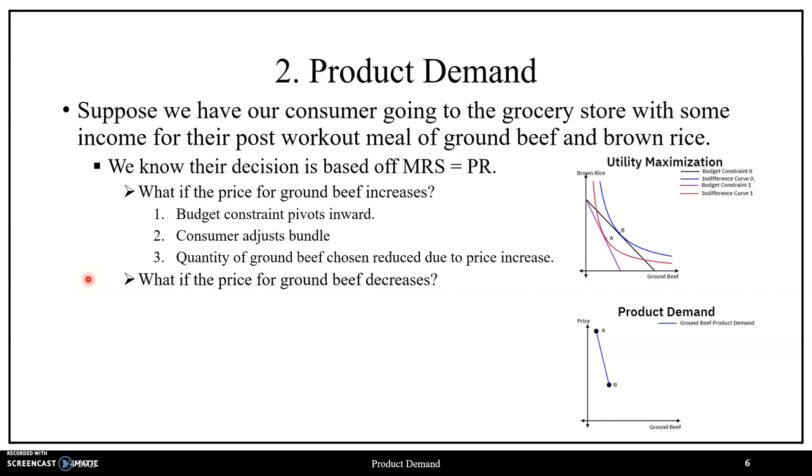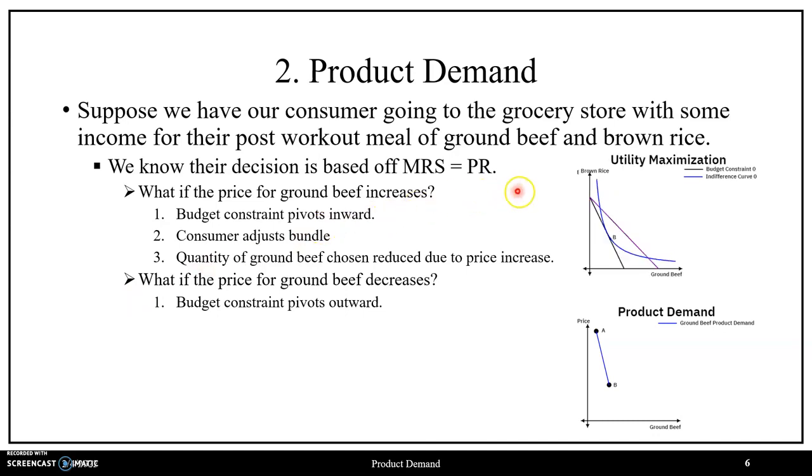Now, let us consider the opposite case. We have our initial bundle, point B, and suppose now that the consumer goes to the grocery store and the price on ground beef has decreased, say due to a sale. Well, what this means in terms of their available choices is that if ground beef is on sale, they can purchase greater quantities of ground beef than they could before. So in terms of their budget constraint, since only one price is changing, we have a pivot outwards from budget constraint 0 to budget constraint 2 in purple, where we see there's a greater amount of ground beef that this consumer can now afford.